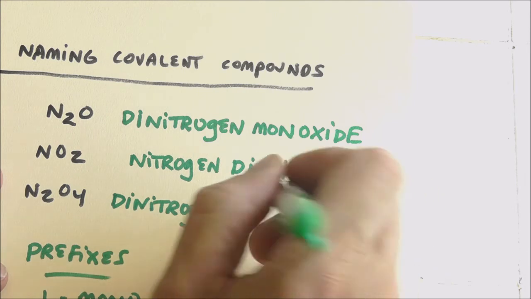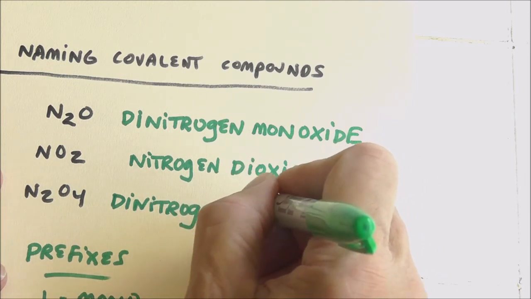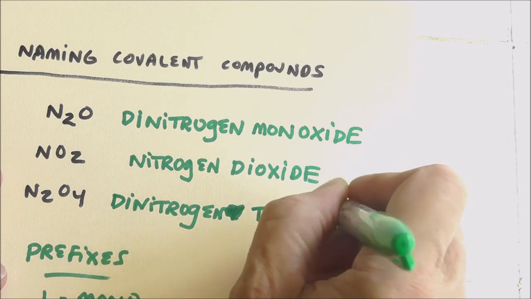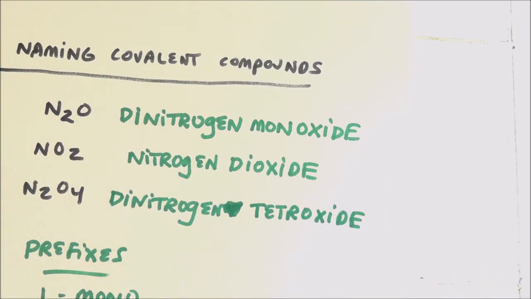Dinitrogen, by the way, these are all two words, just like the other ones. Tetroxide, not tetraoxide, but I would cut my students a little break if they said tetraoxide. Fair enough. So you see here, you got to recognize that with covalent, you need the prefixes.